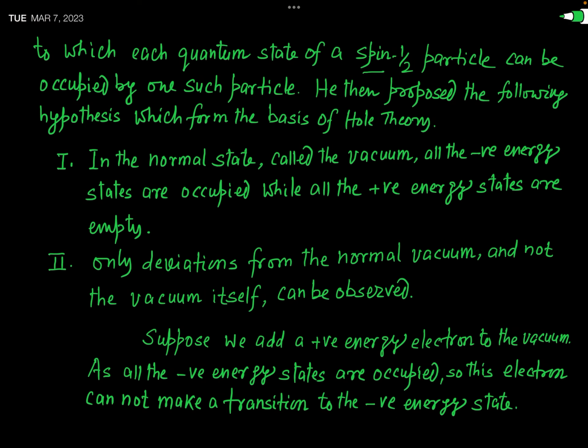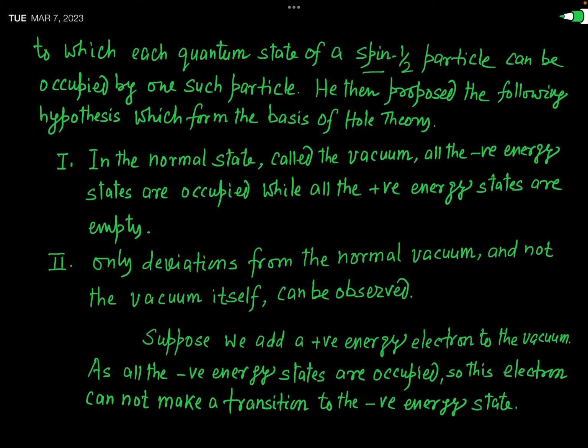Okay? It means corresponding to a particular quantum state, there will be only one Dirac particle, that is, only one spin half particle. Okay? And on the basis of this Pauli's exclusion principle, Dirac proposed two hypotheses to form the whole theory. And what are those two postulates? You can see it here.